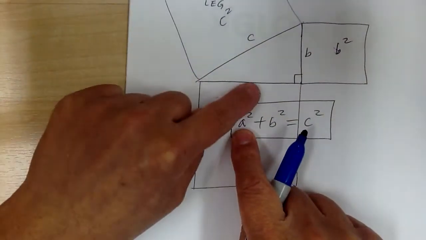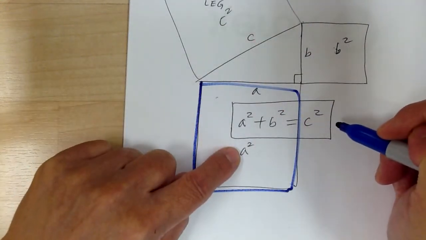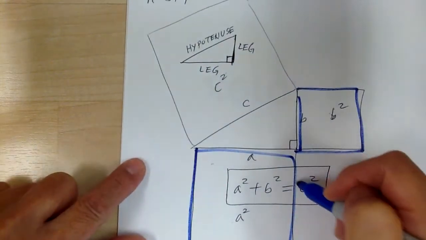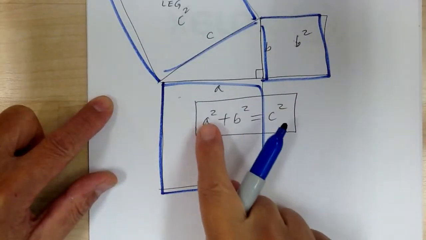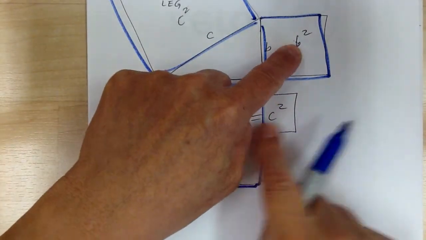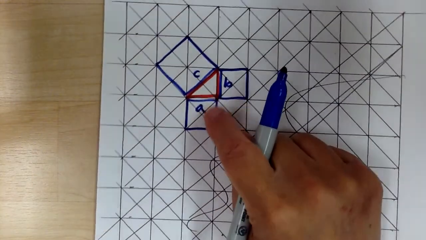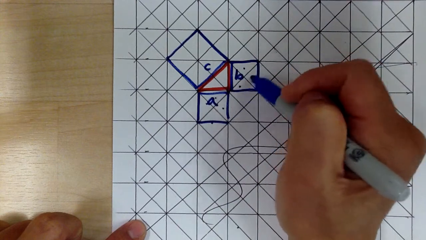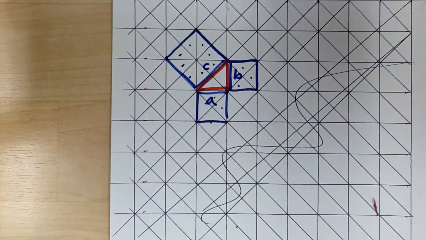So again, A squared means you make this into a square to find the area. B squared means you make this into a square. That's your area. C squared means you make this into a square and you find the area. So the area of this plus the area of that equals the area of this. And again, you can see that from this picture. You can just count the triangles. 1, 2, 3, 4, 1, 2, 3, 4, and this is 1, 2, 3, 4, 5, 6, 7, 8. Okay? So again, it's very simple if you understand the concept.